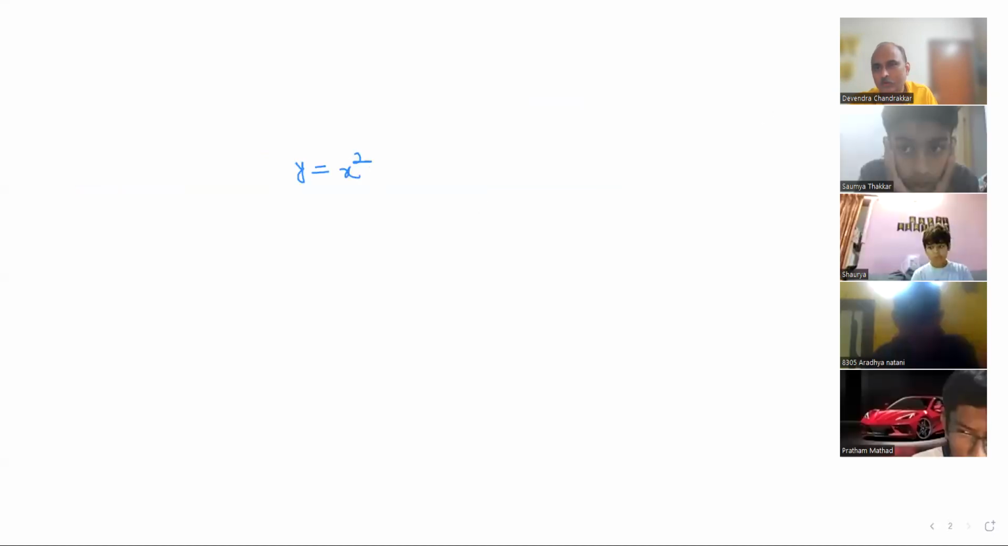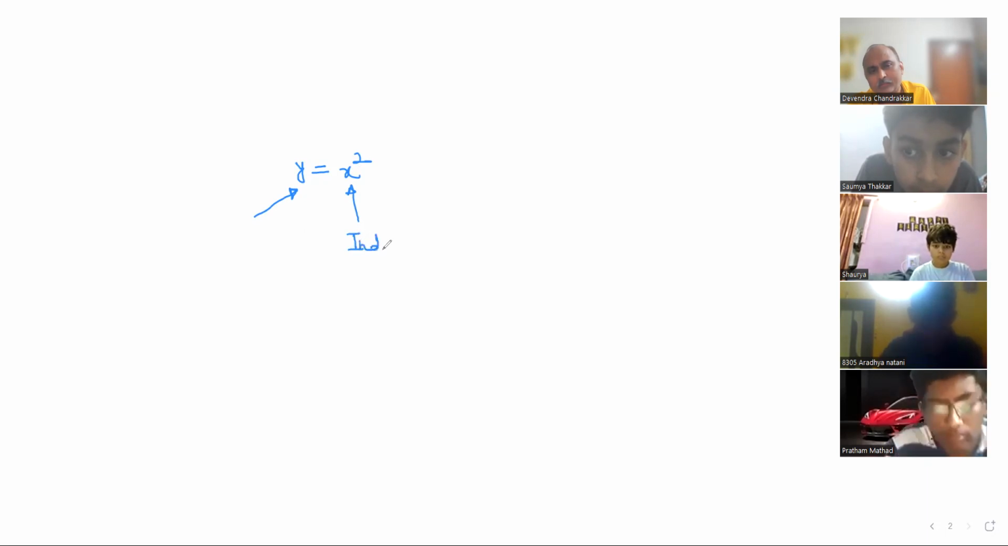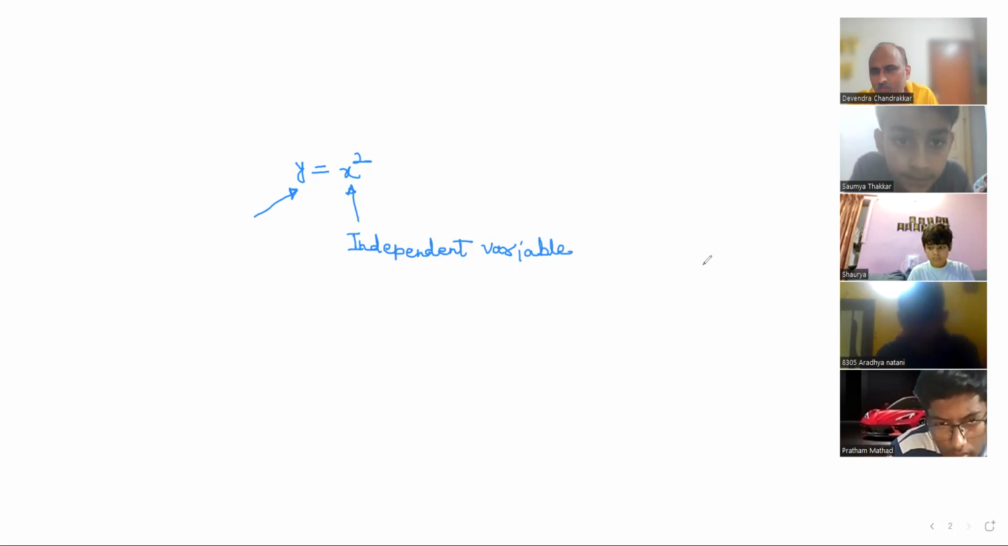Suppose, all of you, have you ever seen this type of thing? y is equal to x square. Have you seen this? Soumya, Shaurya, Aradhya. All of you have seen it, right? Yes. So these two are variables because they keep on changing their value. But x is an independent variable because when we put the value of x, we get the value of y. Yes or no? You know square. You know this or not? Second degree. Yes, sir. Okay. And y is a dependent variable. Aradhya, you are in which standard?